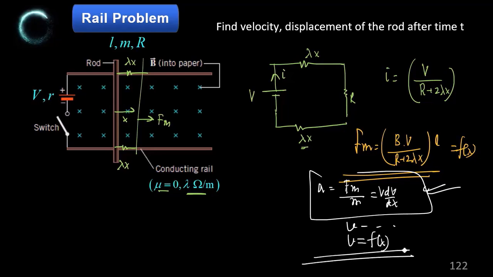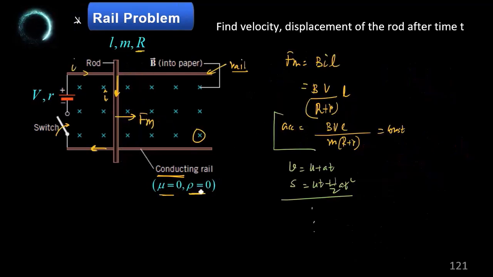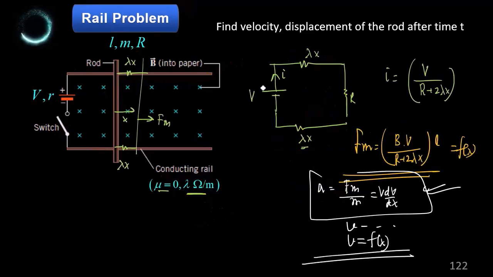So these are the two different varieties of the rail problem. One is the problem where the conducting rail has no resistance. Rho is 0 means resistance is 0. Now in the second situation, the conducting rail has a resistance of lambda ohm per meter. Because of that lambda ohm per meter, extra resistance is being added inside.